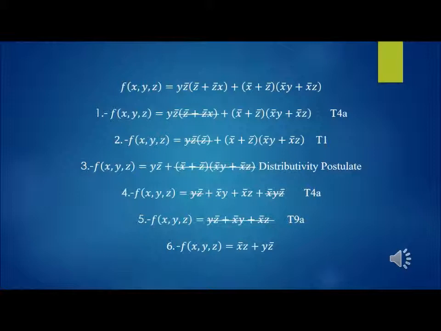on which we apply again the theorem number 4 part A to the first and last term. And on the final step, in order to obtain the minimum solution of this function, we apply the consensus theorem, which is theorem number 9 part A. And the final minimum solution of this function is x c plus y not c.